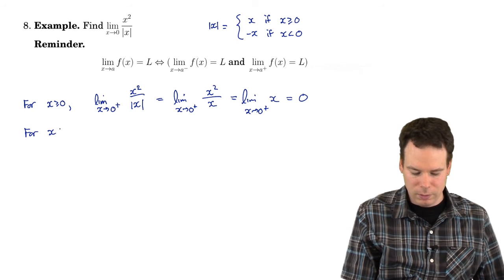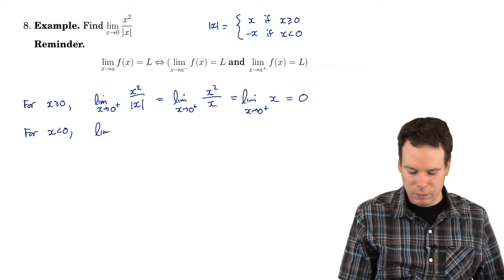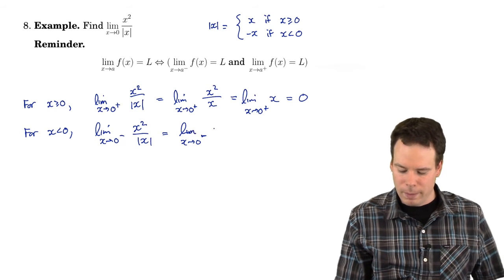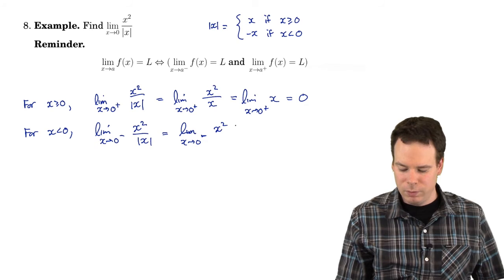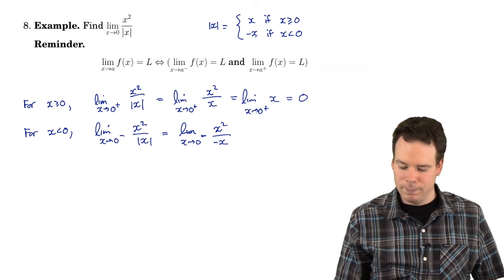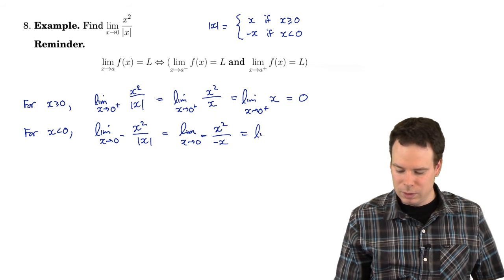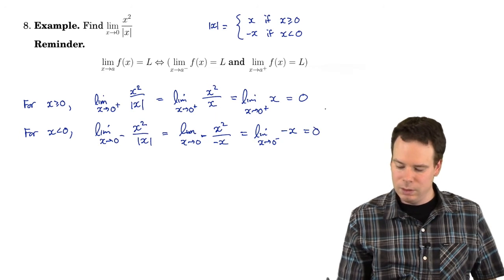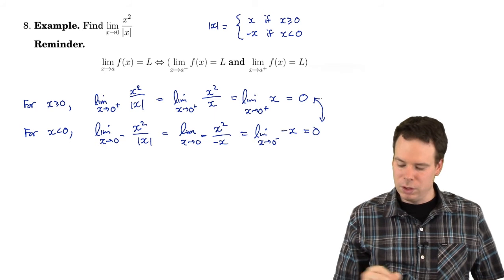We can do the same thing for negative values of x. In other words, we're coming to 0 from the left. In this case, I can replace absolute value of x with just negative x, because when x is negative, the absolute value of x is equivalent to negative x. And so this becomes the limit as x goes to 0 from the left of negative x, which again is 0. So these two things match each other.